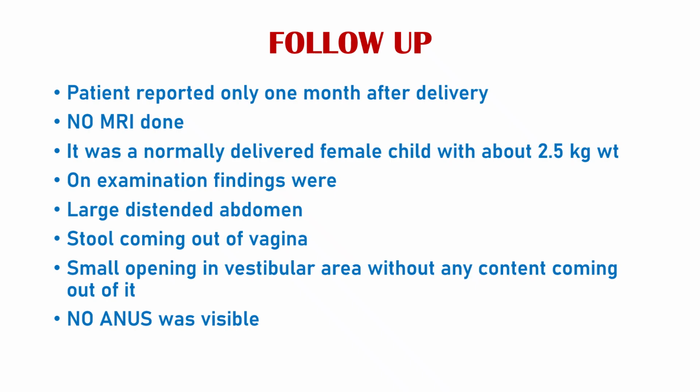On follow-up, the patient reported only 1 month after delivery; no MRI was done. It was a normally delivered female child weighing about 2.5 kg. On examination, findings were a large distended abdomen, stool coming out of the vagina, a small opening in the vestibular area without any content coming out of it, and no anus visible.